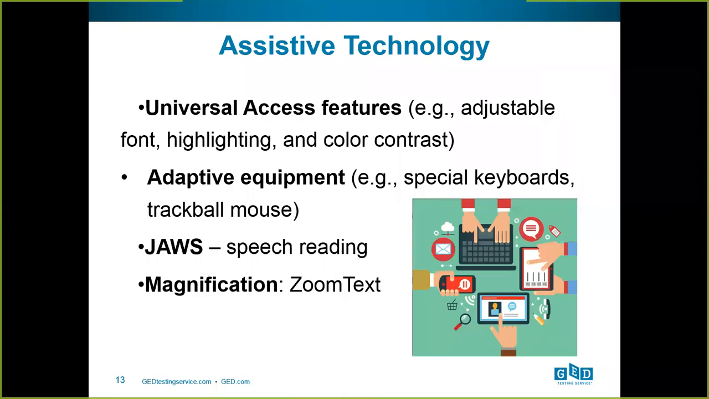Then if a candidate needs magnification more than 20-point font, they can request an accommodation to use ZoomText. ZoomText will expand everything that's on the page many, many times and make the print as large as the candidate needs it to be to be able to see the text.